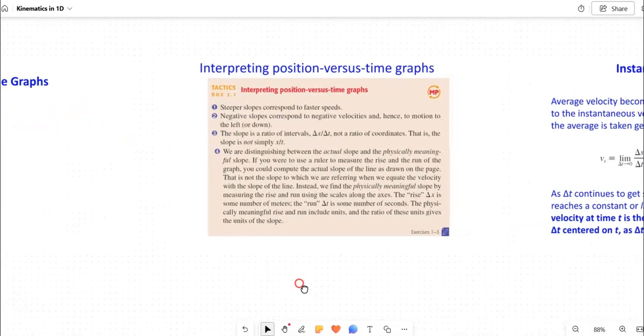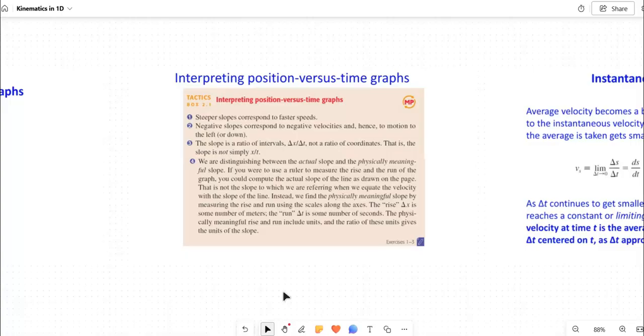All right, so we are going to be studying very closely what position versus time graphs are. We are going to use our knowledge about motion diagrams that we learned last time to help us interpret and create equations using position versus time graphs, or in other words, x versus t graphs.